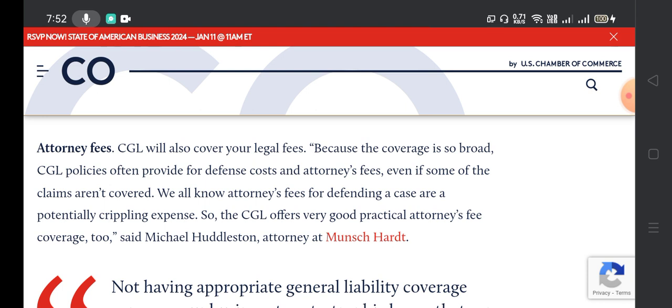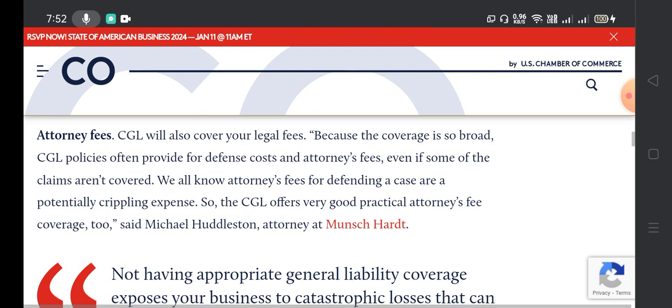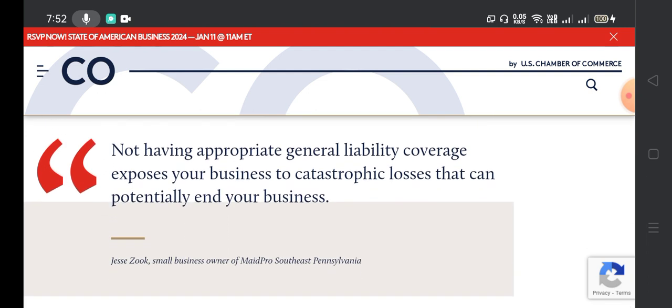CGL insurance policies often provide for defense costs and attorney's fees, even if some of the claims are not covered. Attorney's fees for defending a case are a potentially crippling expense, so CGL insurance covers practical attorney's fee coverage, said Michael Harrison, attorney at Headed. So, not having appropriate general liability insurance coverage exposes your business to catastrophic losses that can potentially end your business.